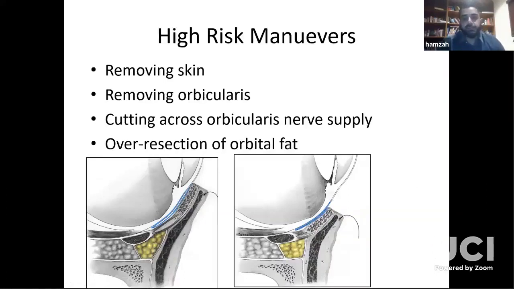So which are the high-risk maneuvers for causing these problems? So as I mentioned, firstly, removing skin. So removing skin will often cause retraction issues post-surgery, and very few patients actually require removal of skin. Any interruption of the orbicularis muscle, cutting across the orbicularis nerve supply, and this would happen with a transcutaneous incision, and over-resection of orbital fat. So very aggressive resection of orbital fat will cause scarring of that middle lamella and contracture of the lower eyelid.